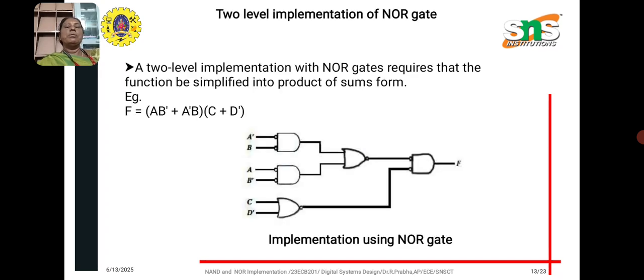Now the same two-level implementation, now using NOR gates. The function taken is A B bar plus A bar B, multiplied by C plus D bar. In this case, for A B bar we use an AND gate, for A bar B another AND gate, and next is C plus D bar. Here A bar B bar is given to another NOR gate, AB is given to another NOR gate, and similarly the output for CD is taken from a NOR gate, and all these outputs are given to a NAND gate, which gives the original function.